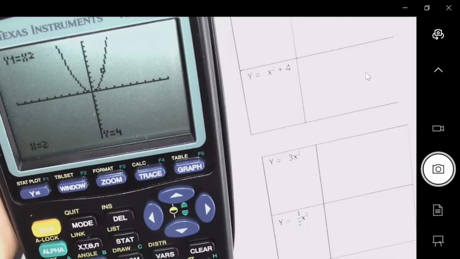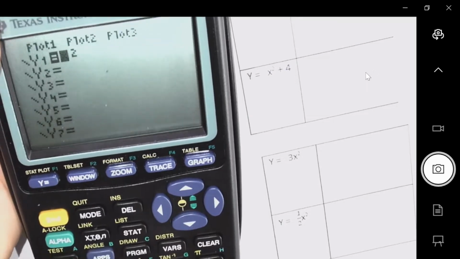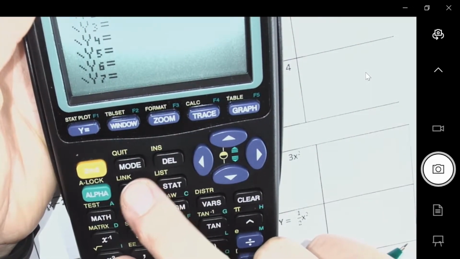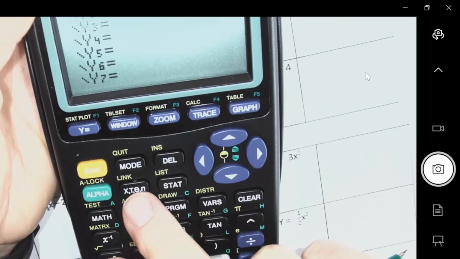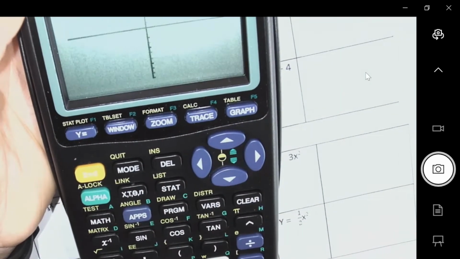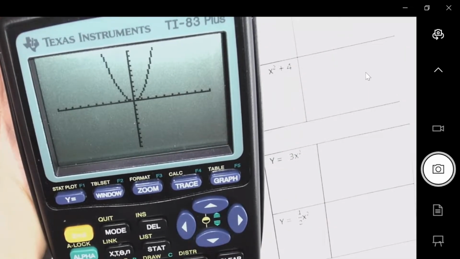Kais, did you get caught up? Okay, hit Y equals. And then, can you hit this X, and then this button squared? X squared. Yep. Okay, and then go zoom 6. And your screen should look like this.